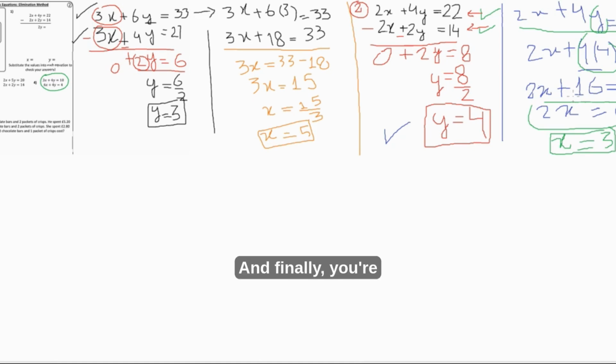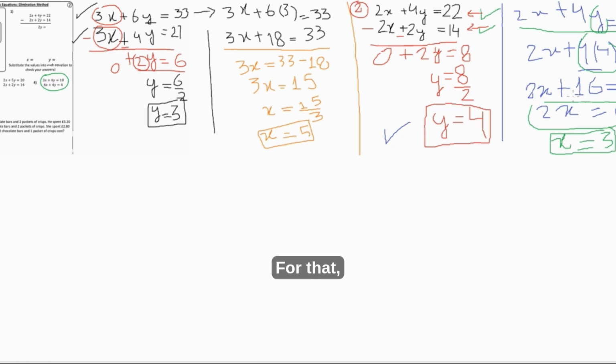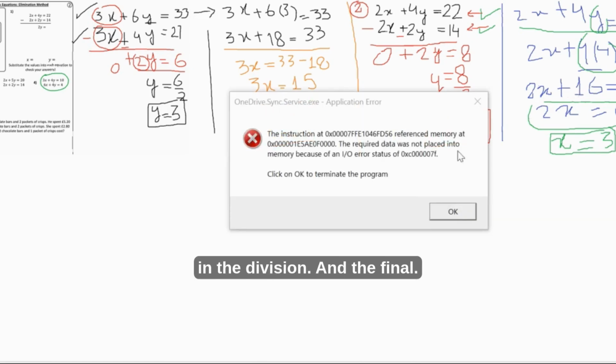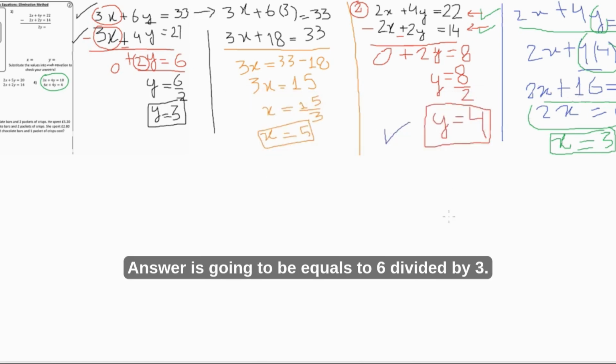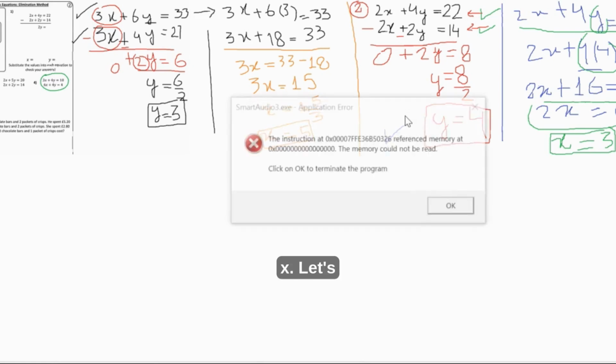And finally, you're again going to do the inverse operation for multiplication. For that, you bring 2 to the right side and it becomes division. And the final answer is going to be 6 divided by 2. And the answer is x equals 3. So now for these two equations, we have found the values for y and x.